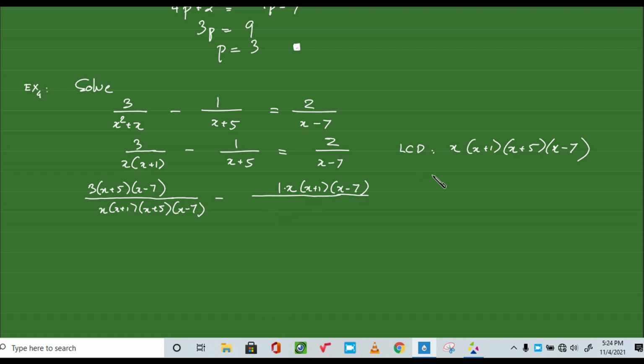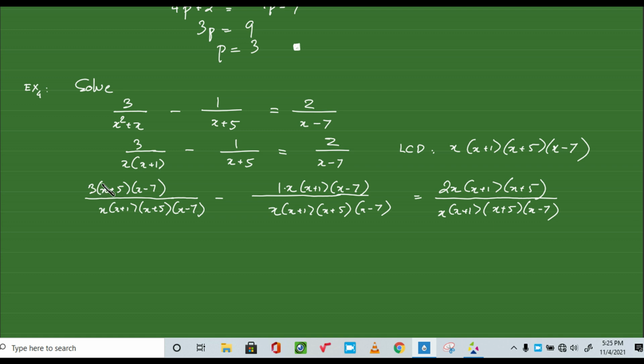So at the bottom they already have x plus 5, so you just need to multiply by that. So you have x plus 1, x plus 5, x minus 7. And over here they're missing 3 terms, so you have 2x, x plus 1, x plus 5, you need to multiply by. And the bottom is x plus 1, x plus 5, x minus 7. There you go.